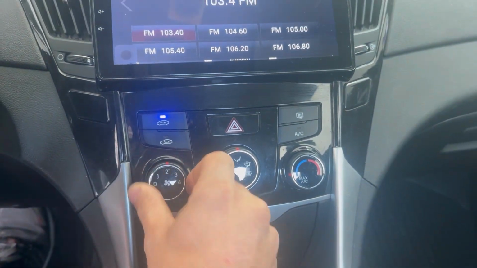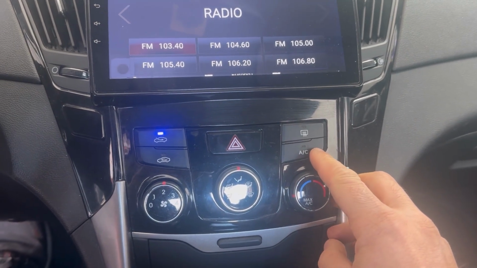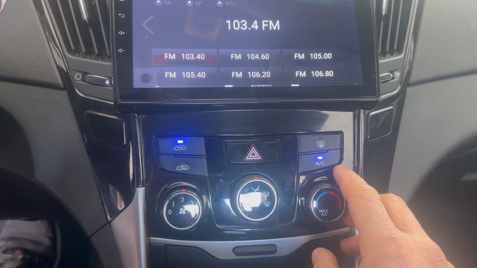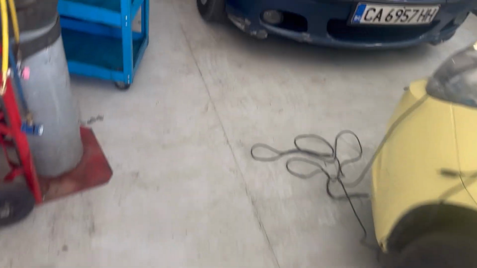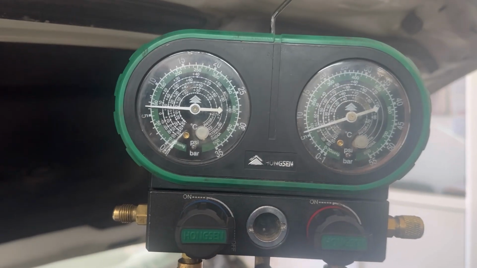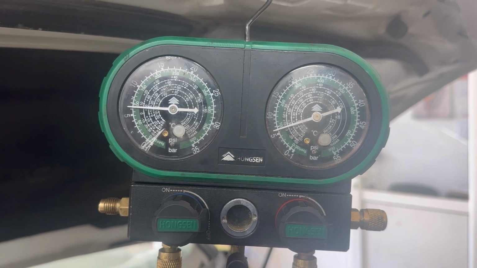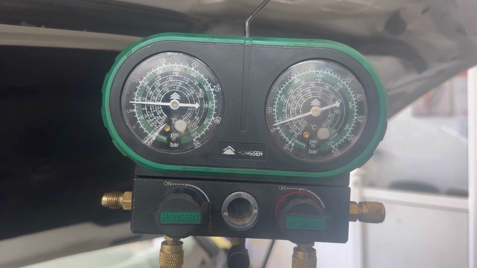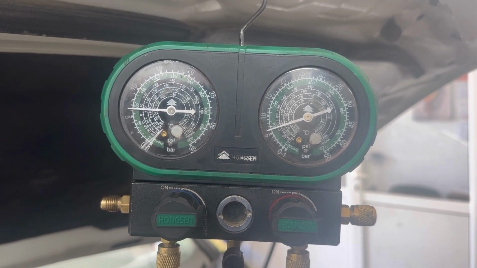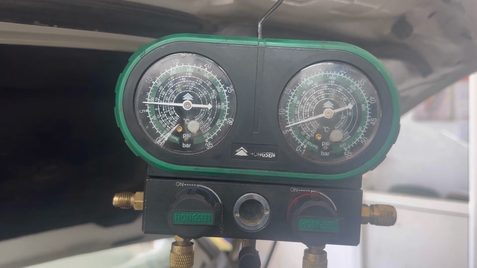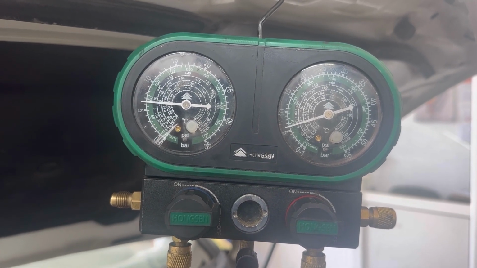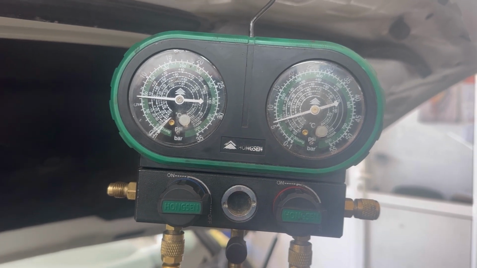So now the car is started, we'll turn the fan on and turn the AC on and put the temperature to cold. And now we're going to look at the readings on the pressure gauge. We can see that the pressures are not changing, that means that the AC compressor is not working. Like I said, the AC compressor might not be working because of a faulty compressor or a blown fuse or a relay, or maybe a problem with the high pressure switch or the low pressure switch.